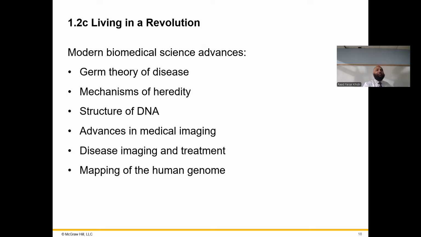And there are mechanisms of heredity. So there are autosomal diseases. There are sex-linked diseases. There are dominant genes. There are recessive genes. And then they learned about the structure of the DNA.